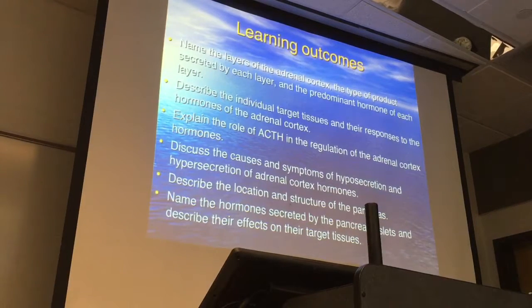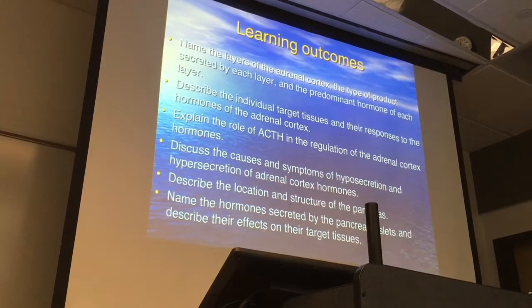You know those from lab. The type of products secreted by each layer, you'll have to learn that. And the predominant hormone of each layer. Okay? Describe the individual target tissues and the responses to the hormones of the adrenal cortex. Explain the role of adrenocorticotropic hormone, ACTH, in the regulation of the adrenal cortex hormone. That is released by the anterior pituitary, which causes the adrenal cortex to release its hormones. What do you think regulates the ACTH? A tropic hormone from the hypothalamus.